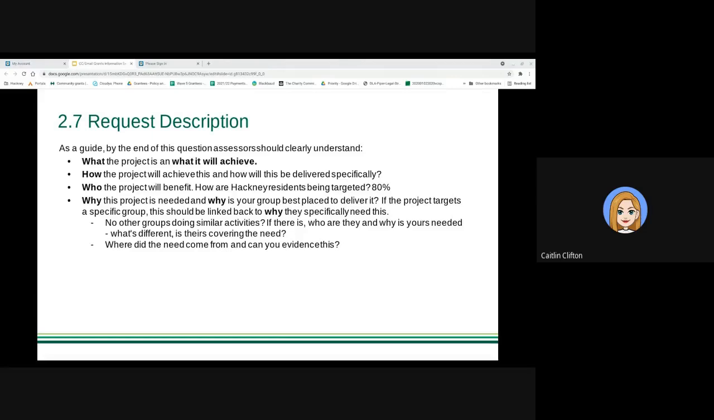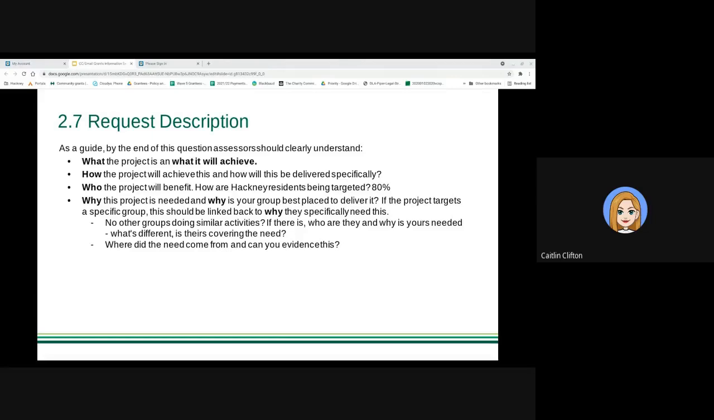Try not to repeat yourself. If you've covered all of these and you still have 300 words left, absolutely fine. Don't feel the need to add more. Remember that assessors are people, and they're people who are potentially reading hundreds of applications. So make it easy for them. They're going to thank you for not repeating yourself.